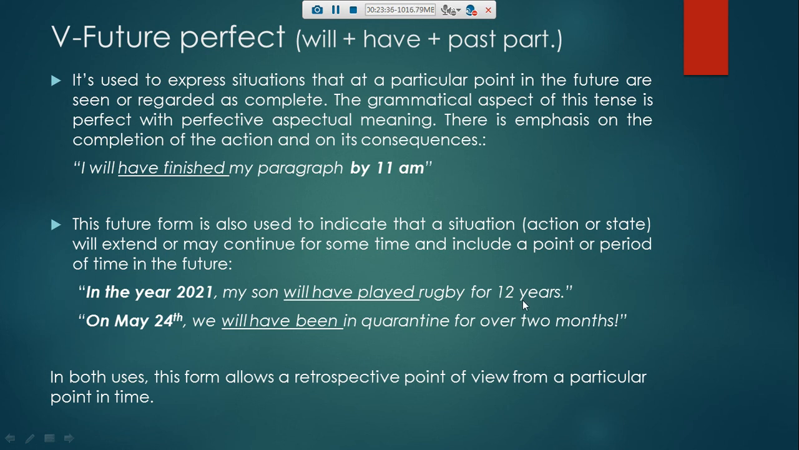Now he has played rugby for 11 years. On May the 24th, we will have been in quarantine for over 2 months because we started March the 20th. So by May the 20th, it would be 2 months. On May the 24th, we will have been in quarantine for over 2 months. It's important to see that in both uses, this form allows a retrospective point of view from a particular point in time.